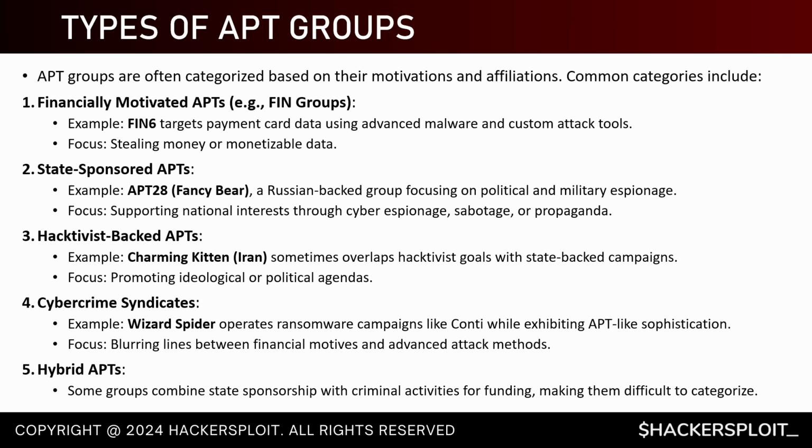So that brings us to the types of APT groups. Now, this is very, very important because if you have varying objectives, you also require subsequent varying categorization. So APT groups are often categorized based on their motivations and or affiliations, and some common categories include the financially motivated APTs. These are typically called FIN groups, or whenever you see FIN6, FIN7, that's a financially motivated APT, which is self-explanatory, right?